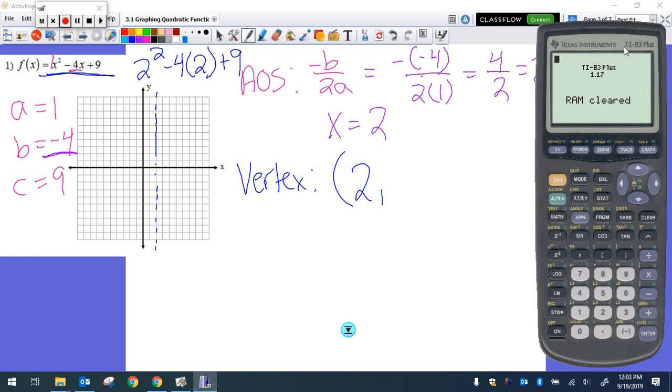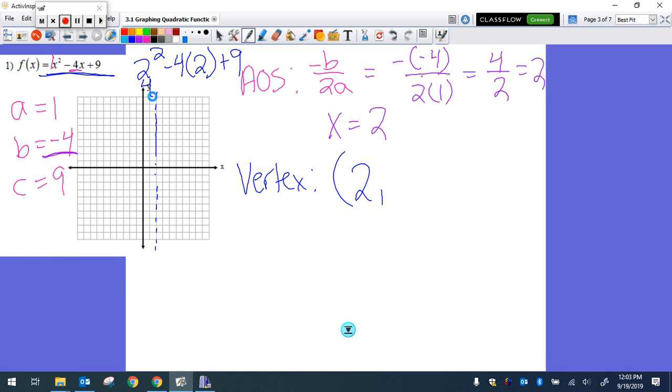Actually, I'm just going to do it. 2 squared is 4. 4 times 2 is 8. Negative 8 plus 9 is 1. And 4 plus 1 is 5. So my vertex is at 2, 5. That means I'm going to put a dot over 2, up 5. That's going to be my vertex.